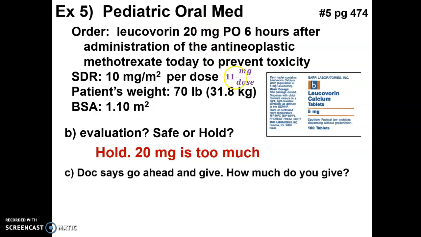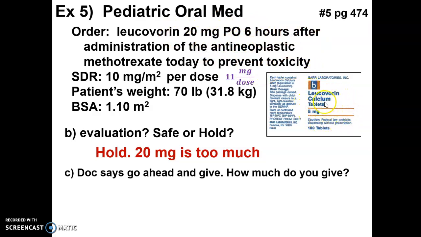All right. Part C says the doctor says to go ahead and give it. We understand that it's too big. The child needs it. So we got to figure out how much medication we're going to give them at this point. Again, we're done with the safe dosage range. Now we look at our order and what is available to us. Our order tells us that we need to give 20 milligrams per dose, right? We give this 6 hours after this other drug.